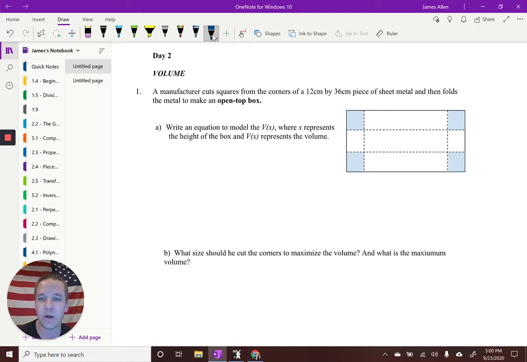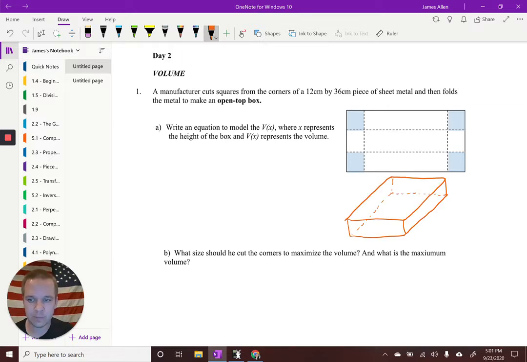So what we want to do is write an equation to model the V of x, where x represents the height of the box and V of x represents the volume. Okay, so we'll want to jot that down. I think you know what might help? A three-dimensional picture. I'm going to draw one up real quick.